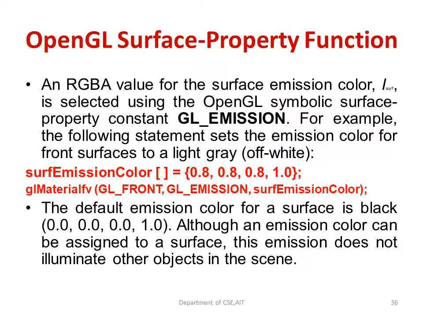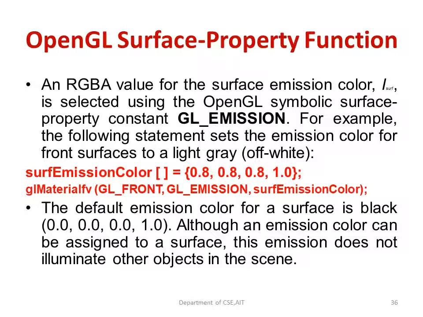In GL material FV, the first parameter is the surface. So here we are concentrating on the front surface. The second one is what type of effect, that means what property. So here we are concentrating on emission. I want to have an emission effect. And what will be its emission value is given in the next parameter, the surface emission color. Again, the surface emission color is a combination of red, green and blue along with the alpha. So here we are going to set the emission color for a front surface to a light gray color.